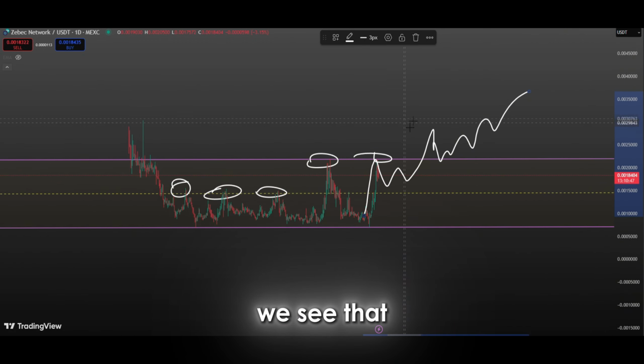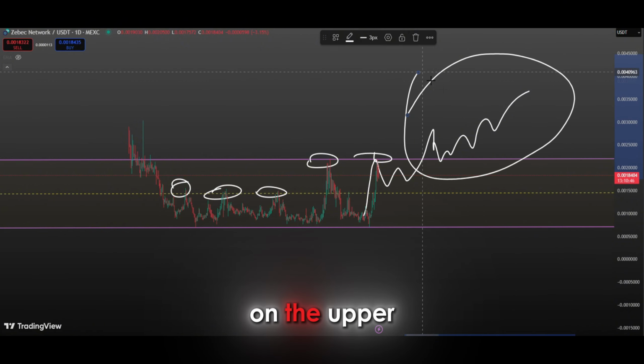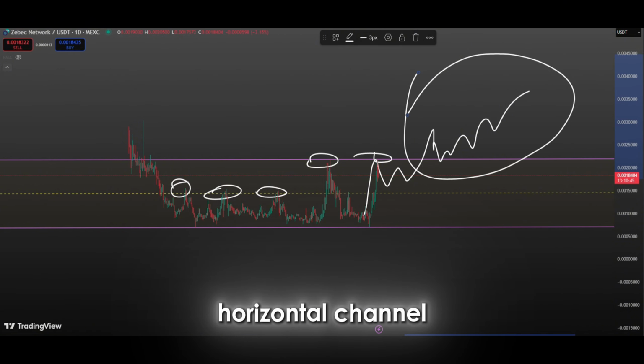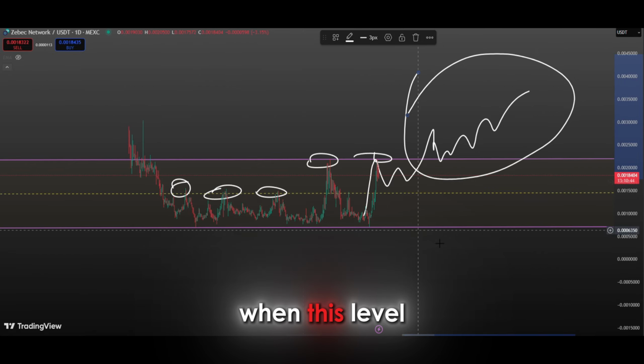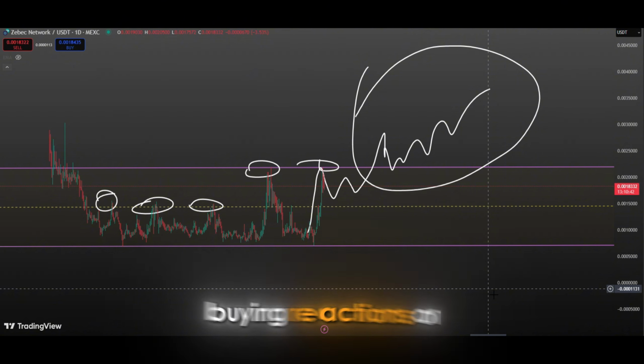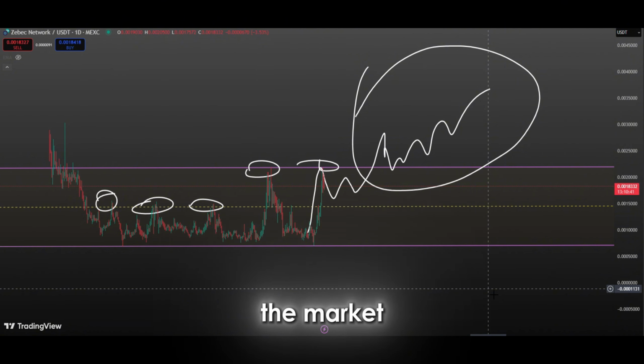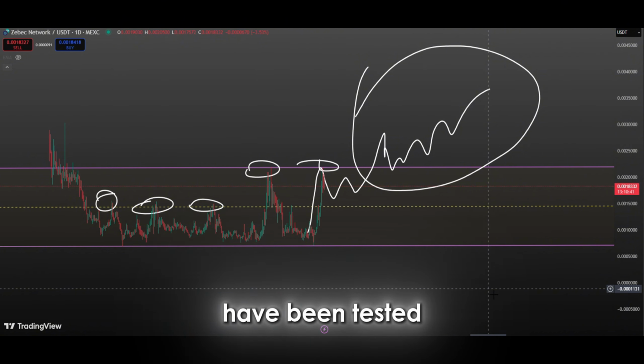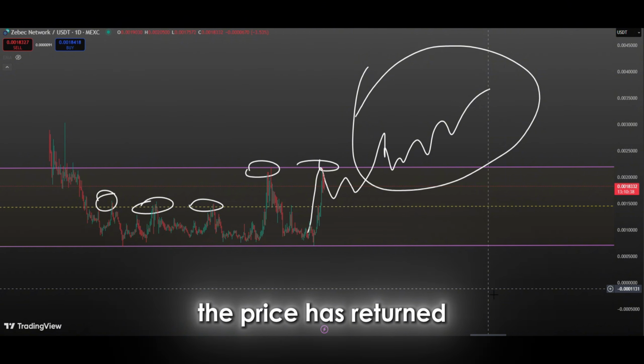At the moment, we see that the price is resting on the upper boundary of this horizontal channel. That is the resistance level. When this level is approached, it is usual to see an increase in volume, buying reactions, or selling pressure in the market, because these levels have been tested many times in the past and have gained an important place in investor psychology as areas where the price has returned.